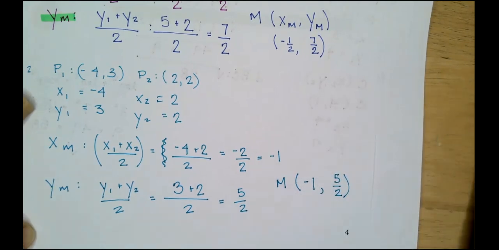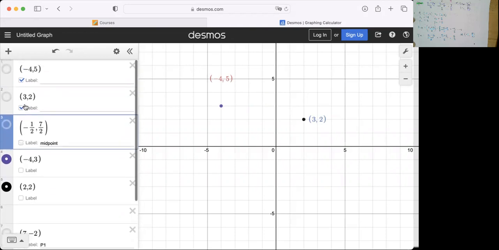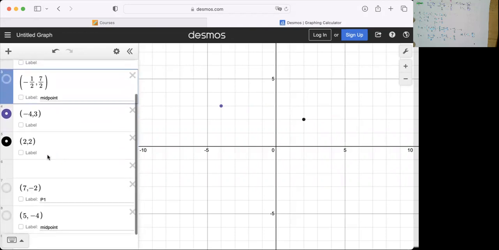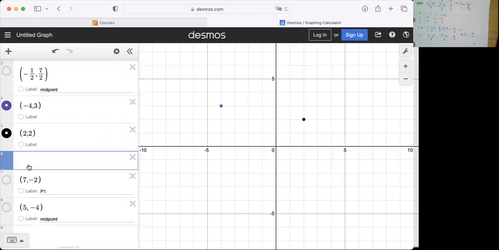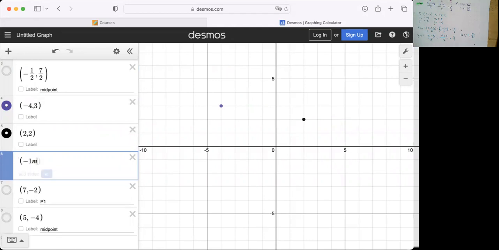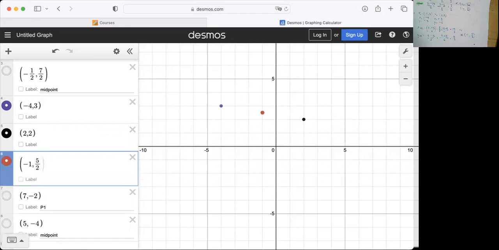And again, I'll show you in Desmos just to make sure that looks okay. Here's -4, 3, here's 2, 2, and then our midpoint was -1, 5/2. I would label that. That looks like it's in the middle of those two.